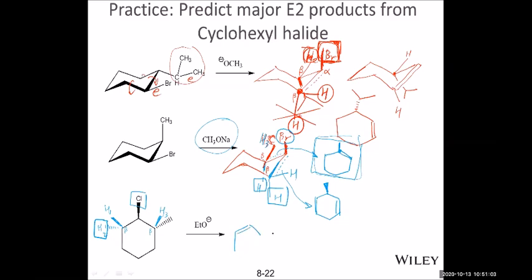So you can see the product, you get only one product, which is this. You only get this as a product, and you will not get the other one. This is not possible.